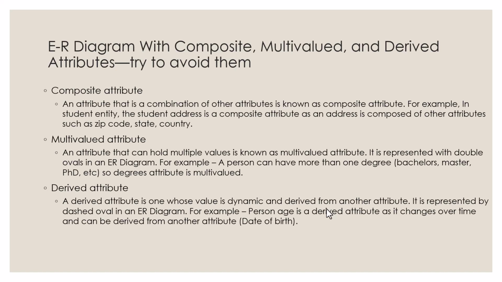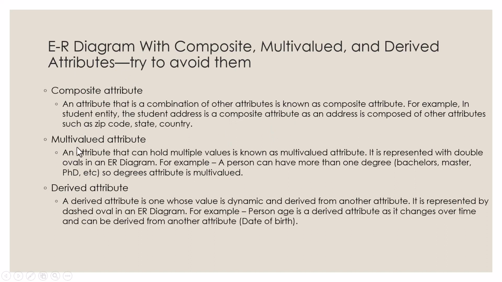Composite attributes are a combination of other attributes, and that's why it's called composite. In a student entity, a lot of times you have a person's address. Address is a classic example of a composite attribute because it has different parts. It has the street number, street name, possibly an apartment number or a unit number. It also has the name of the city, state, zip code, and even a country. So this address attribute has multiple parts, and that's an example of a composite attribute.